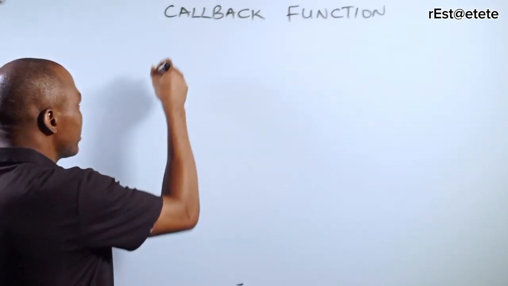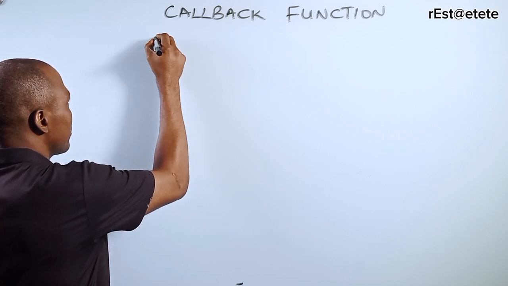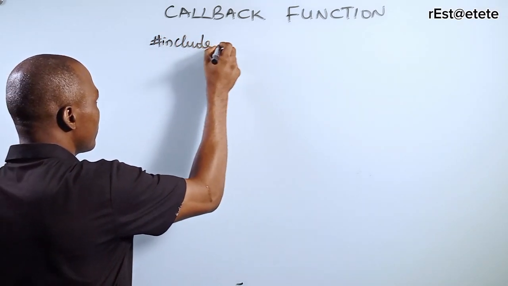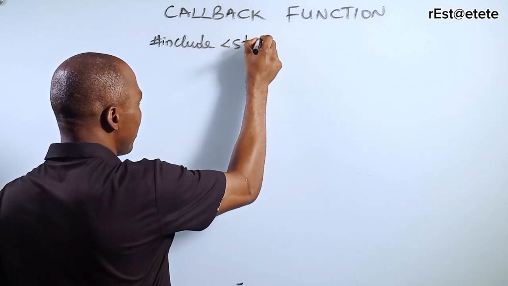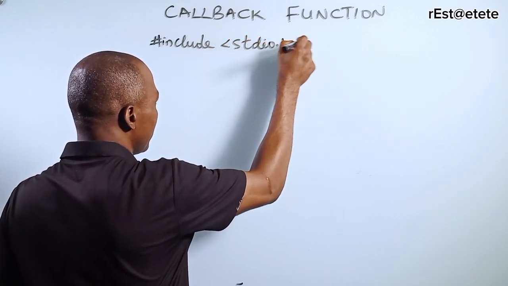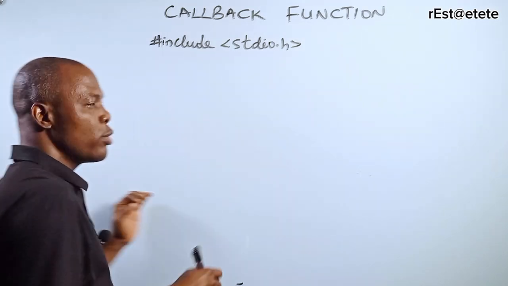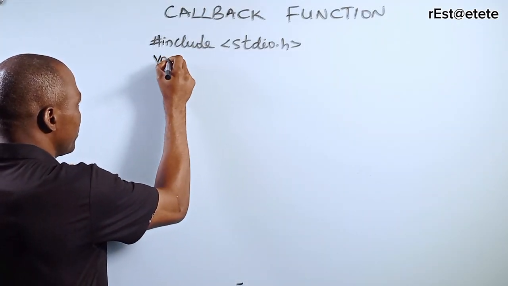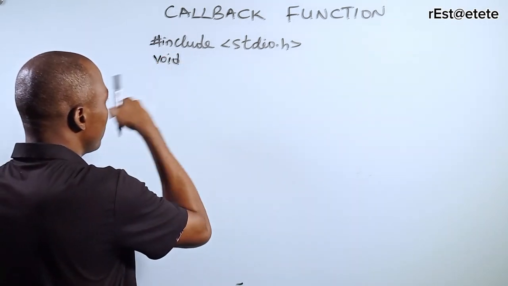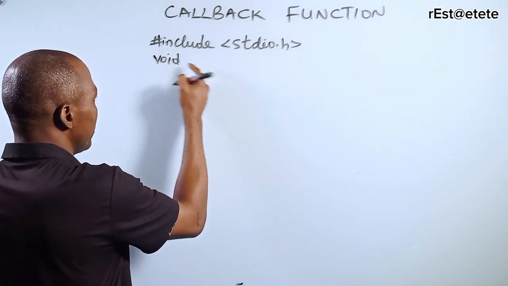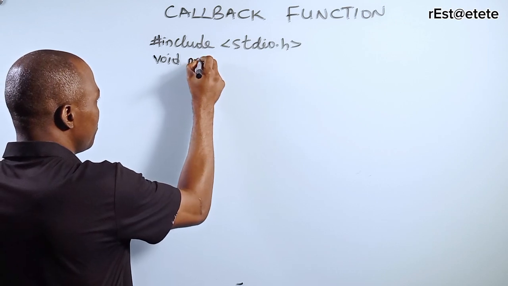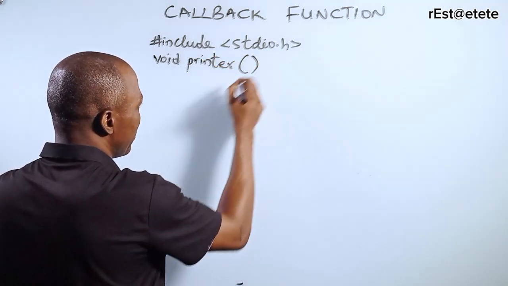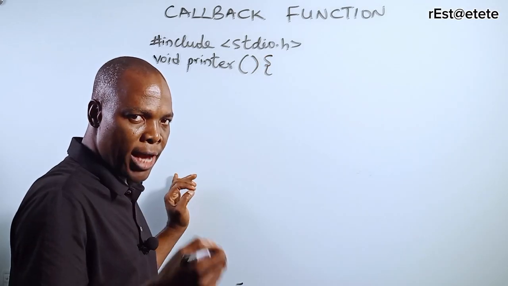So here I'm going to say first include stdio.h, right? Then I'm going to write the printer function. I'm going to write the printer function void, meaning it's not going to return any type. Void, I'll call it printer, and then it's not going to accept any parameter. So it's just going to perform an action.